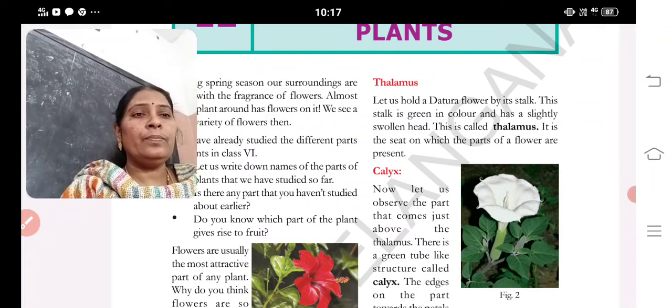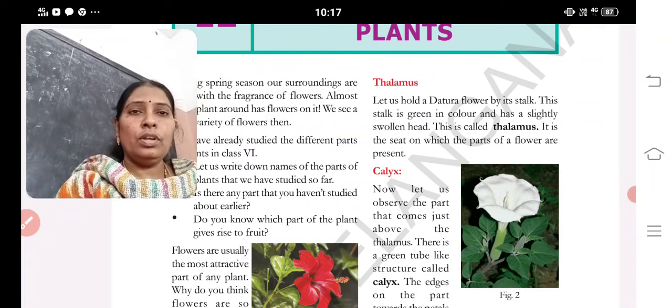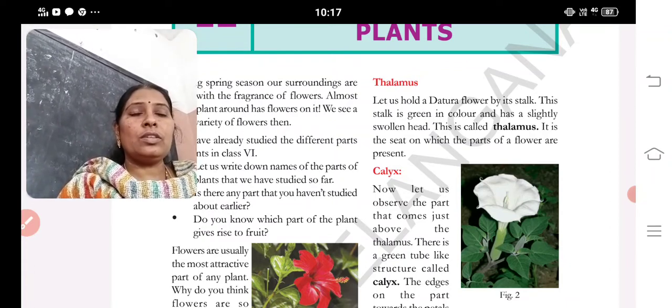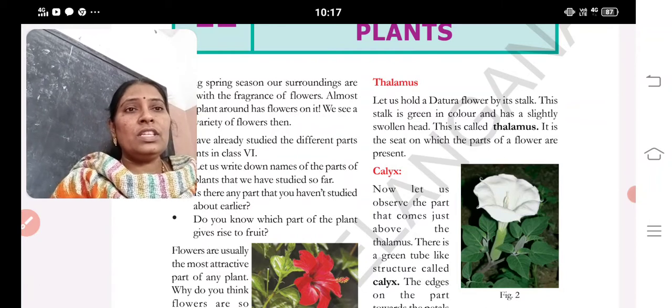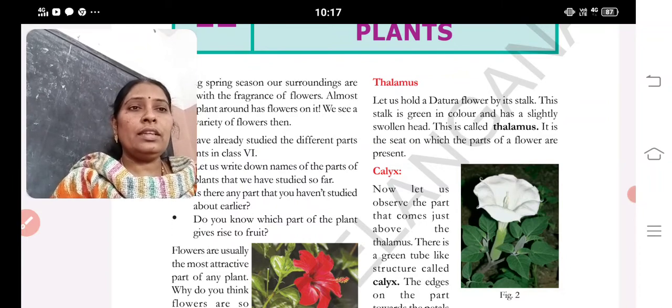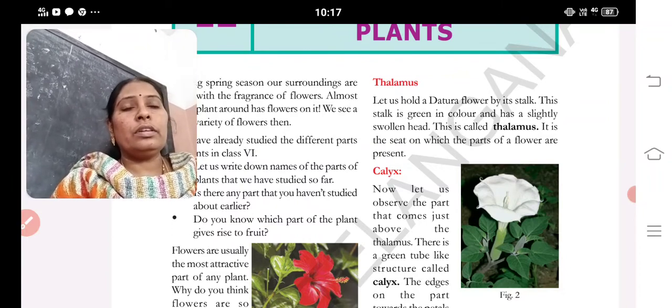Now you see that datura, if we go near ponds and lakes, there we will get this datura plant, and it is asking us to hold a datura flower. It is also called the thalamus. Hold the datura flower by the stalk. This stalk is green in colour and has a slightly swollen head. Okay. Now the calyx.